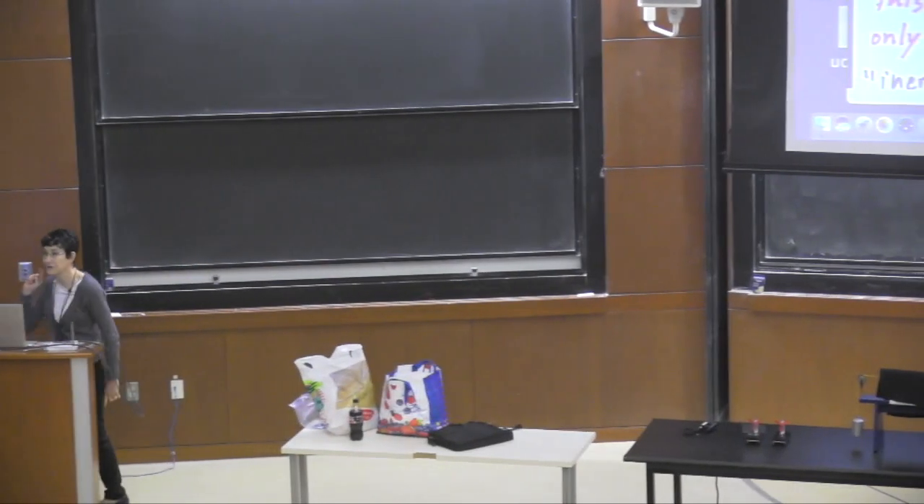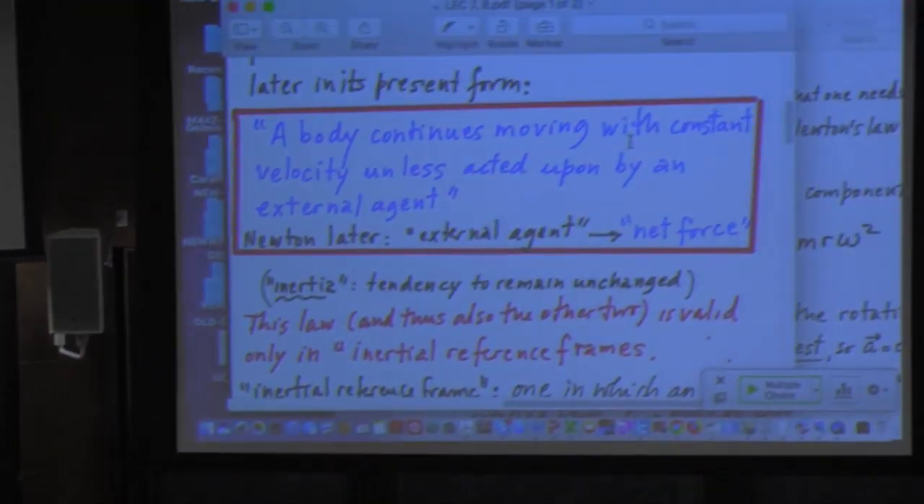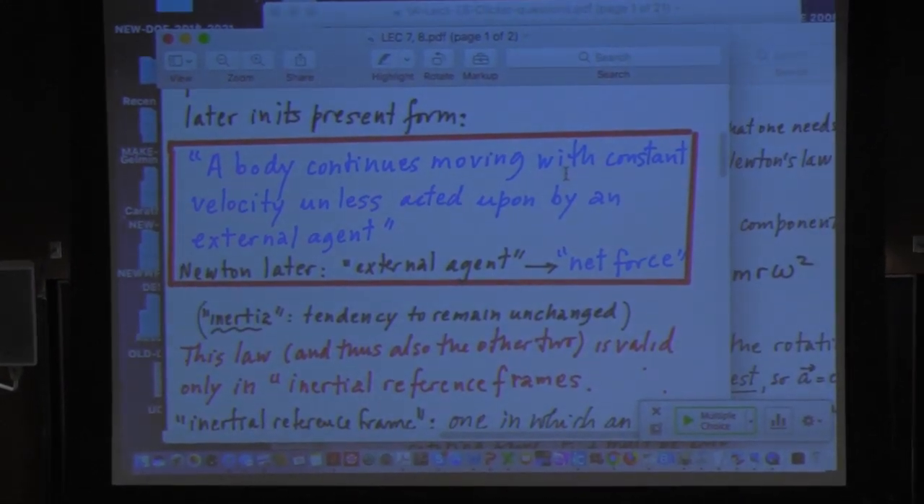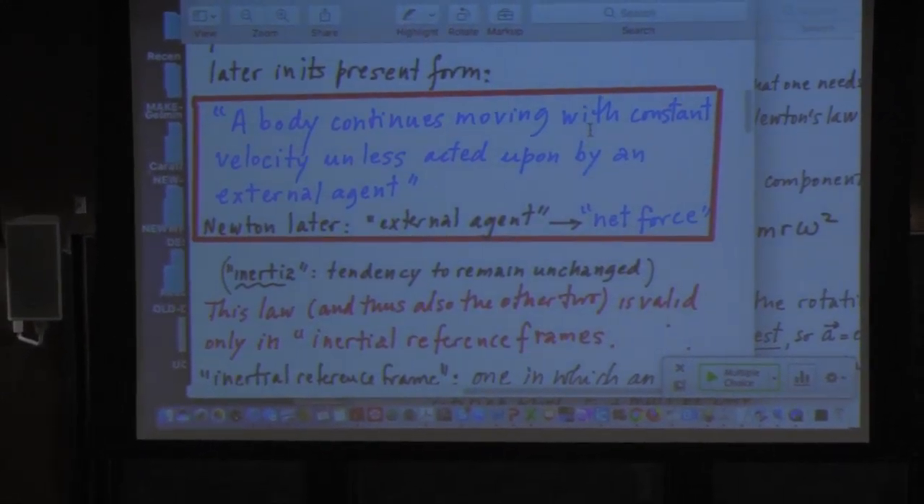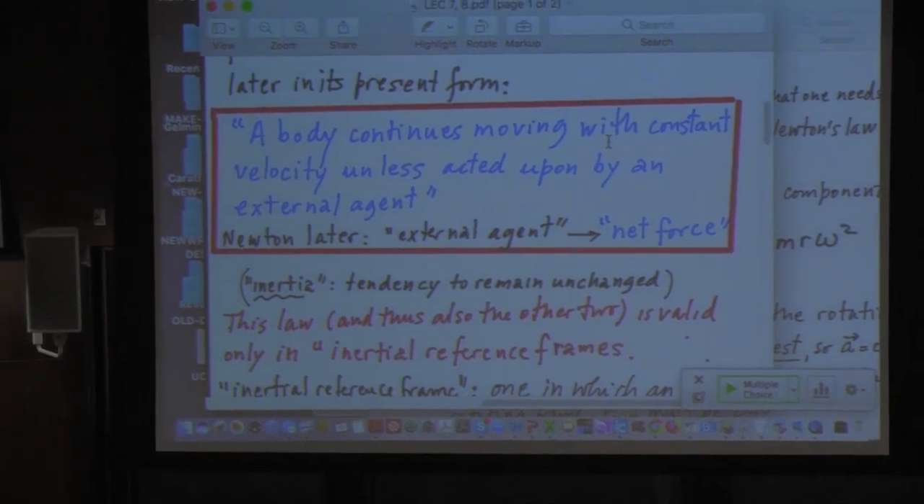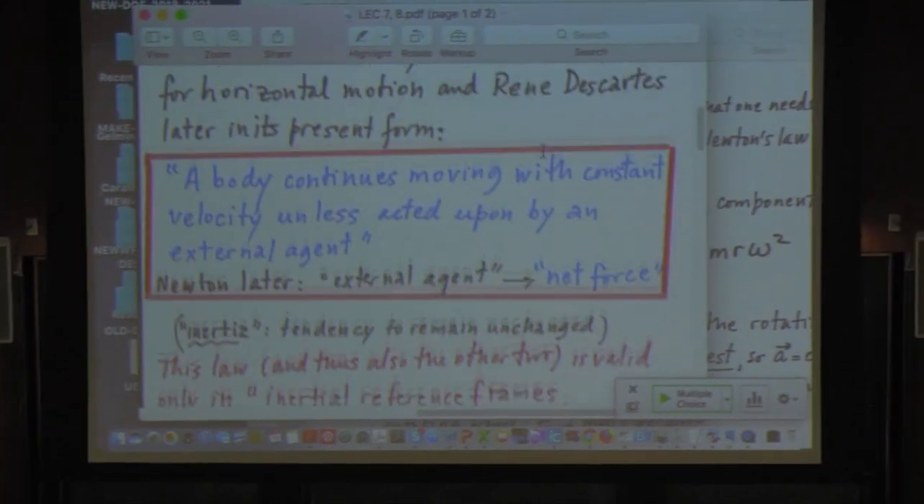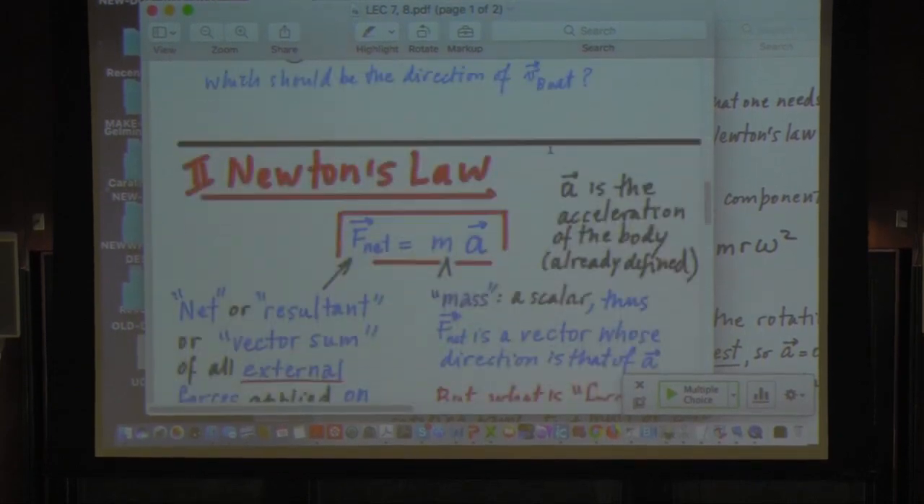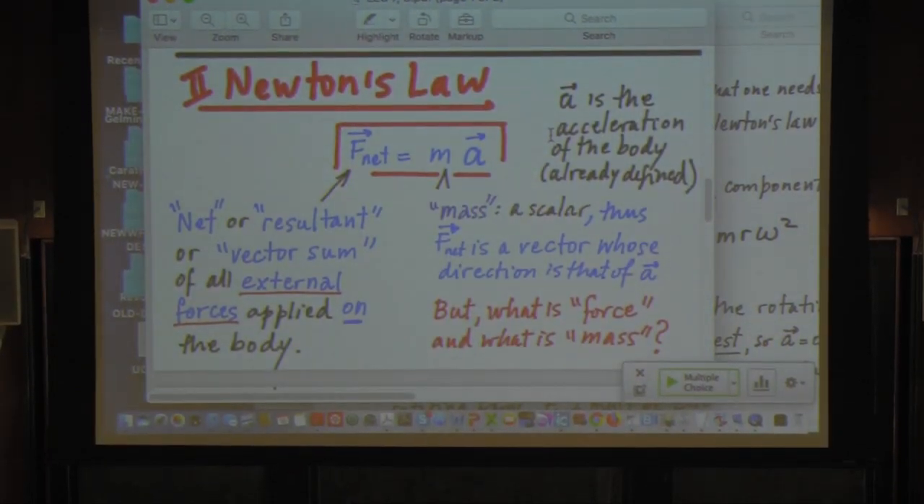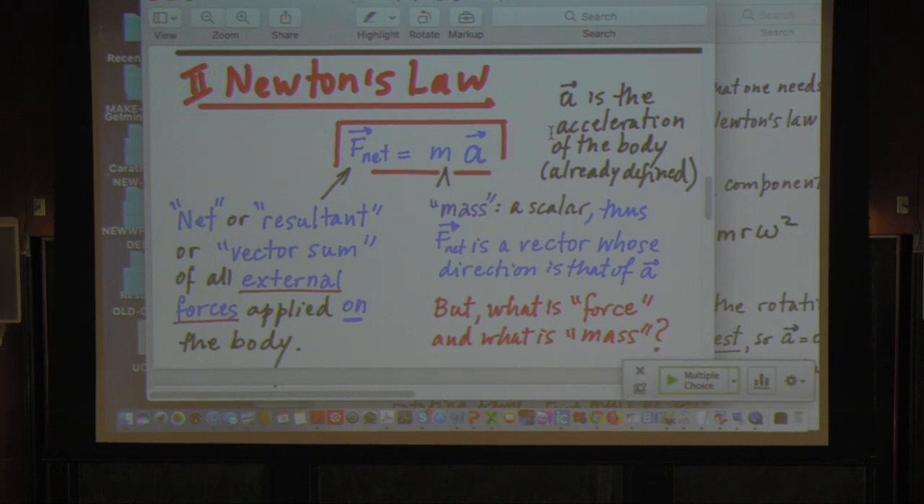The first one is the law of inertia. A body continues moving with constant velocity unless acted upon by an external agent. The external agent, in the case of Newton, is a net force. This seems to be many times a subsidiary of the second law. Because you say, well, the net force is equal to mass times acceleration, so why do I need the first law? If I put the net force equal to 0, the acceleration is 0, so I get constant velocity. So why do I need the first law?